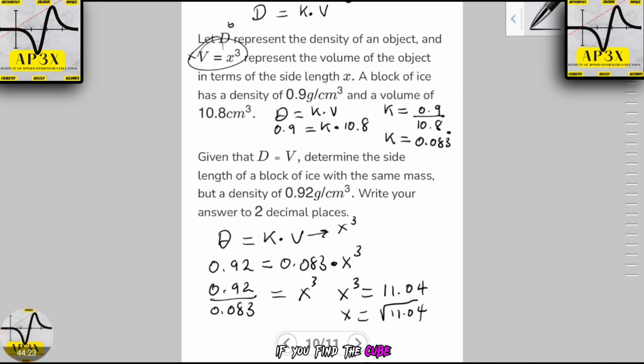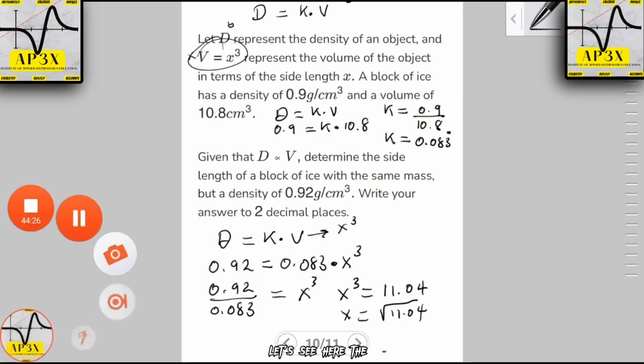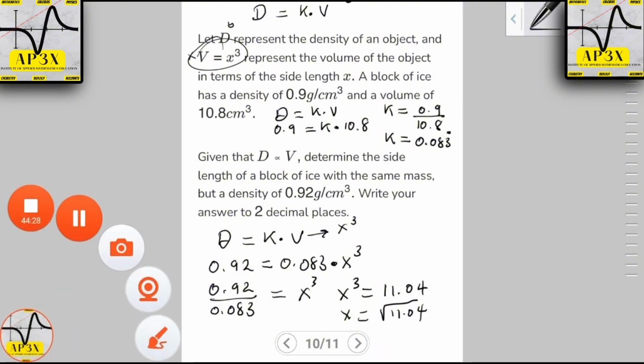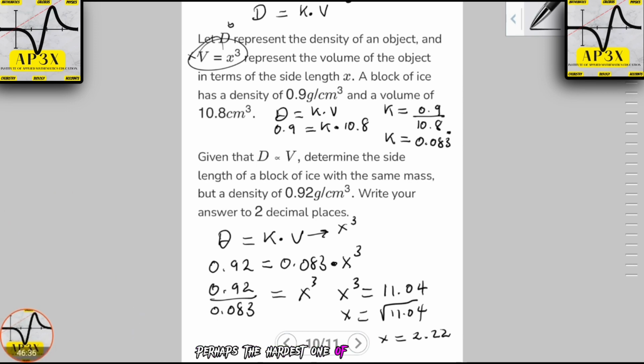So if we find the cube root, x is equal to 2.22. All right, this was definitely a tricky question, and probably the hardest one of all.